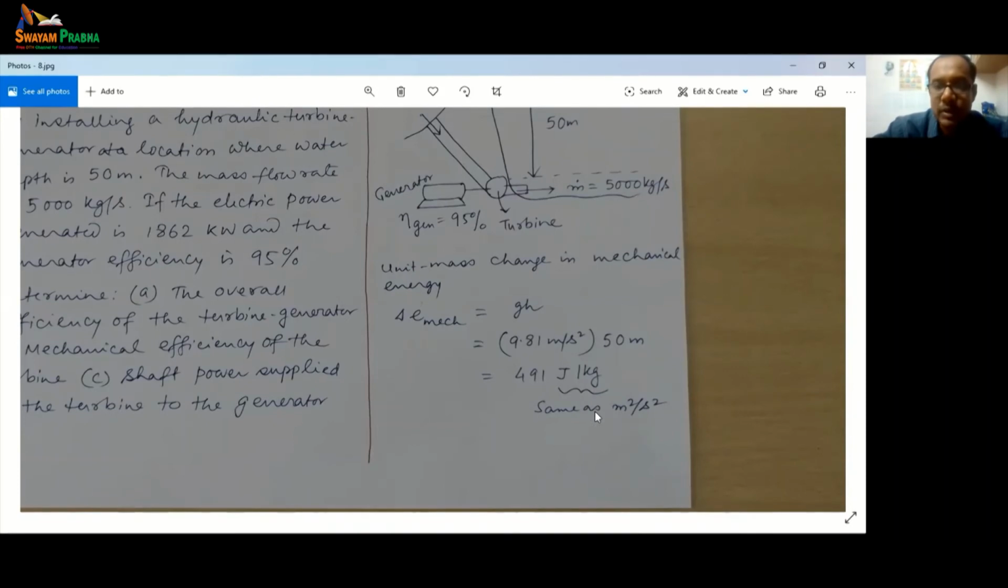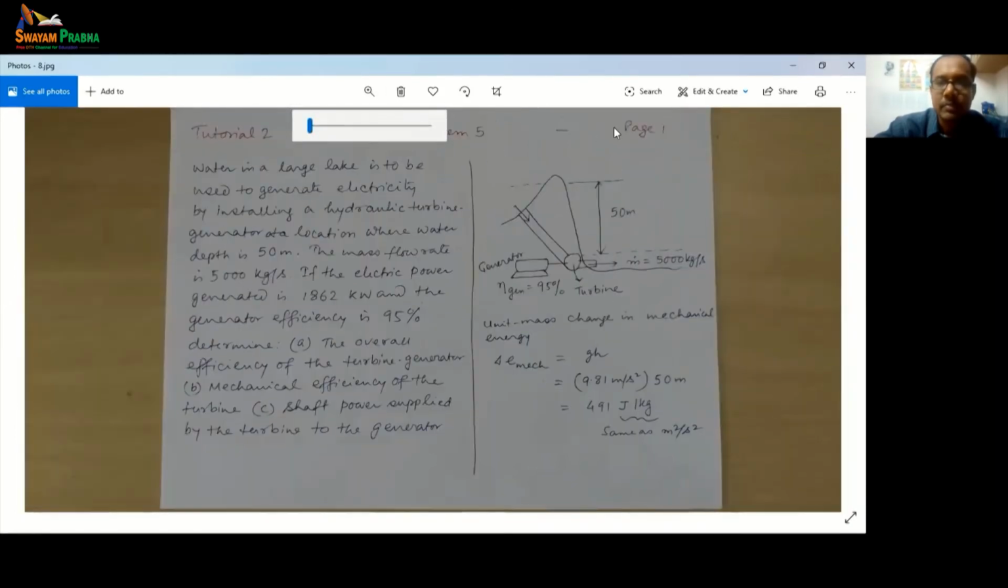Because if you do it by yourself, you can use the definition of joule, how you get to that, and then you will find that this joule per kg is nothing but meter square per second square. Okay, so this is dimensionally consistent. Okay, so let's look at the rest of the problem.